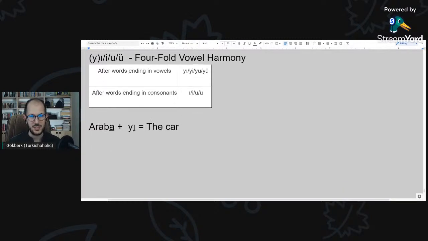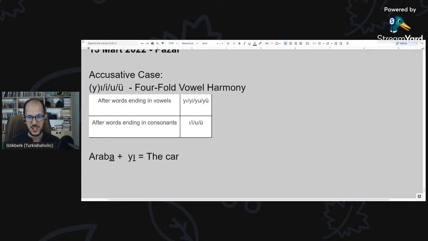But the accusative case is really not just the definite article. It's also used to show an object is affected. So the verb becomes a transitive verb, and the object becomes a direct object. The accusative case is really interesting. Most people think that the accusative case is just the direct object, but the accusative case has many usages. It's not just the definite article.